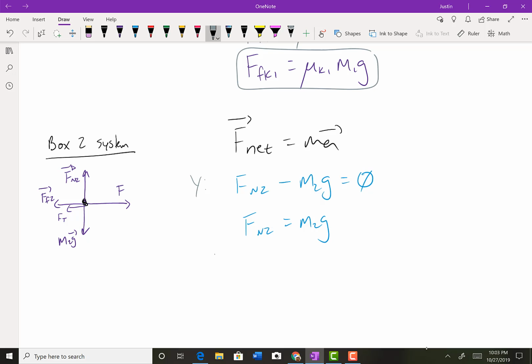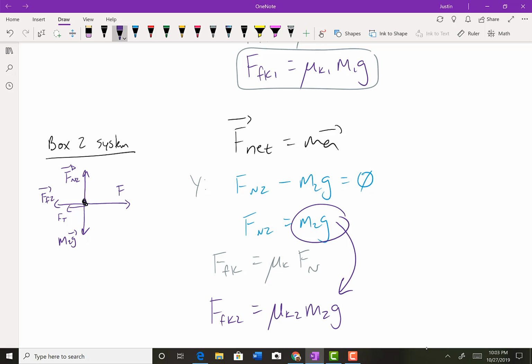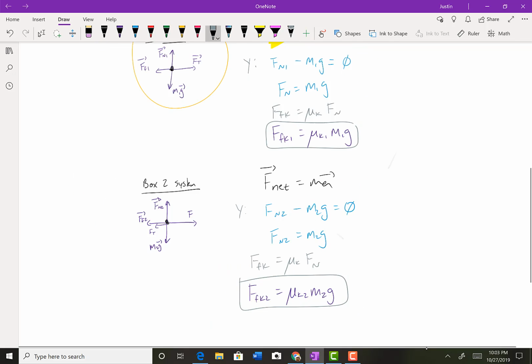And then lastly, I can use that relationship again. Any friction force is equal to the coefficient of friction multiplied by the normal force. And then I'll get that the friction force for block 2 is going to equal the coefficient of friction for block 2 multiplied by m2g. I got that relationship from here, and I'm plugging that in there. So got that. All right.